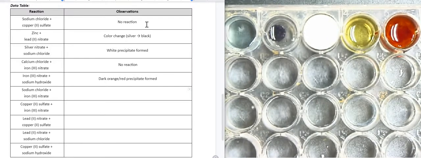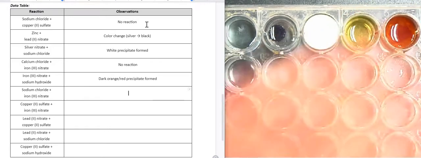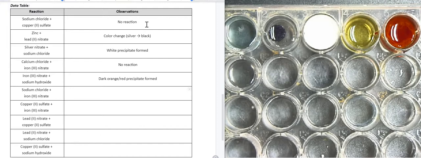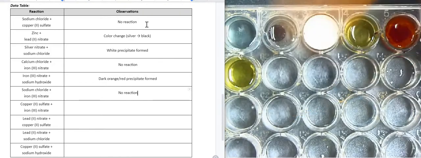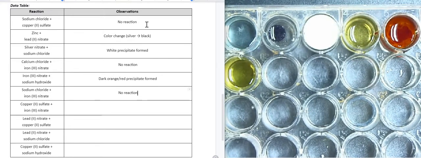Alright, so those were our first 5 reactions. Next one, sodium chloride. I'm going to drop down to the next row. Sodium chloride and iron III nitrate. Again, this looks really similar to our 4th reaction. No reaction. I don't see a precipitate. I can still see through it. There wasn't a color change. My reaction started out an orangish yellow. It is still an orangish yellow. I would say no reaction.